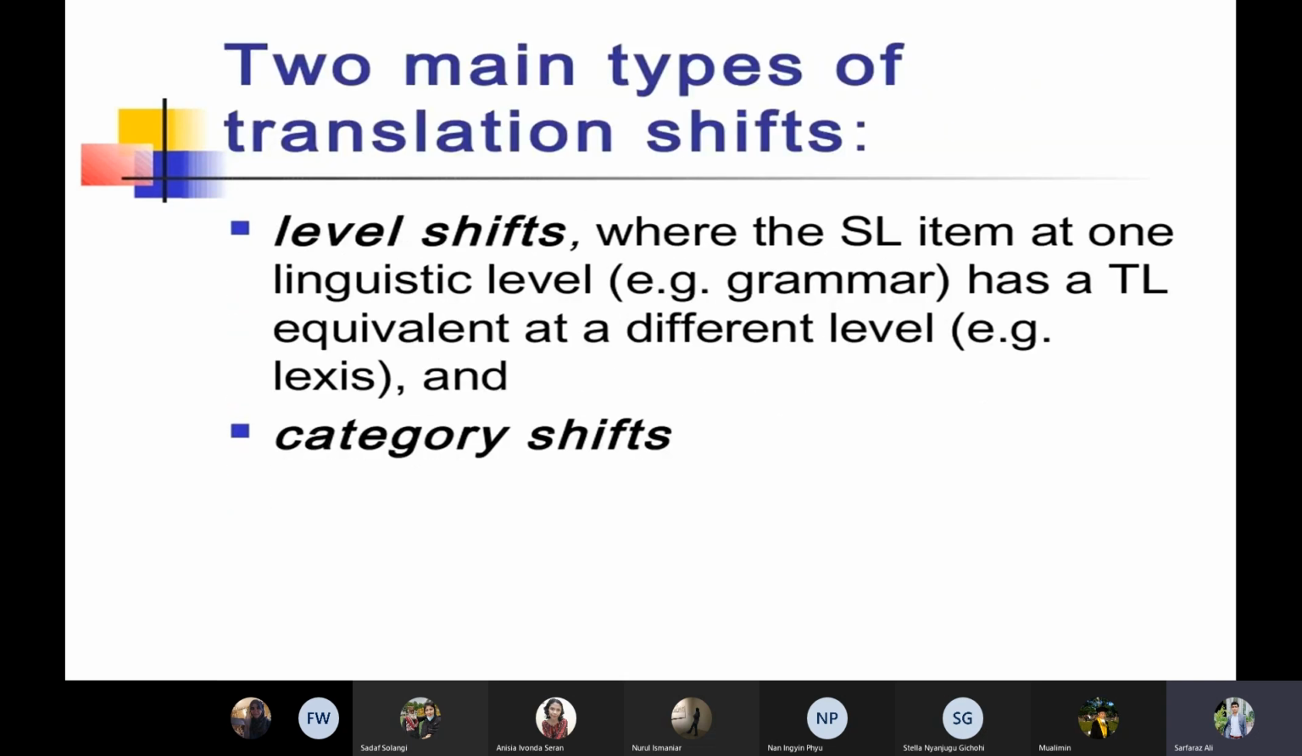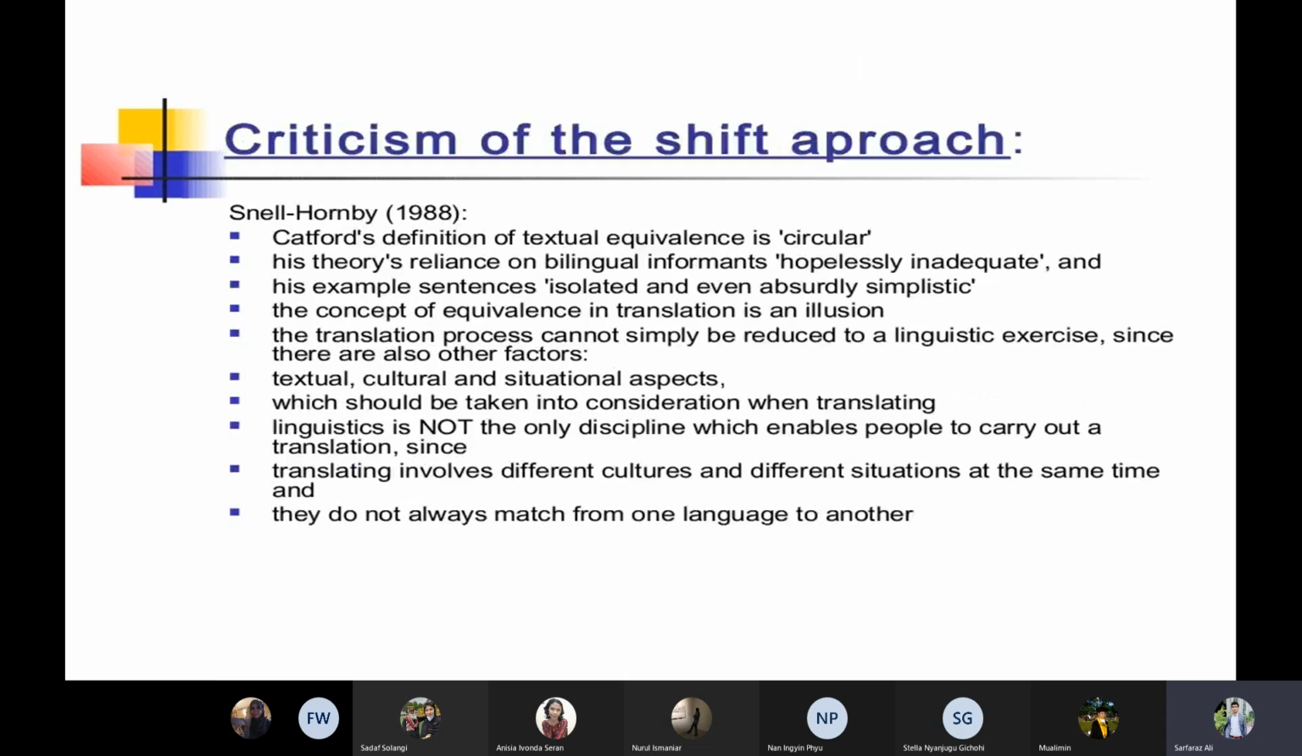So yes, indeed, on his theories there was criticism by Snell-Hornby in 1988. Snell-Hornby presented some points against him, among which the major ones are written in front of you. The first is that she presented Catford's definition of textual equivalence as circular, and his theory relies on bilingual informants and is hopelessly inadequate. So this is all about the criticism with which Snell-Hornby criticized Catford's theory and the translation shifts.